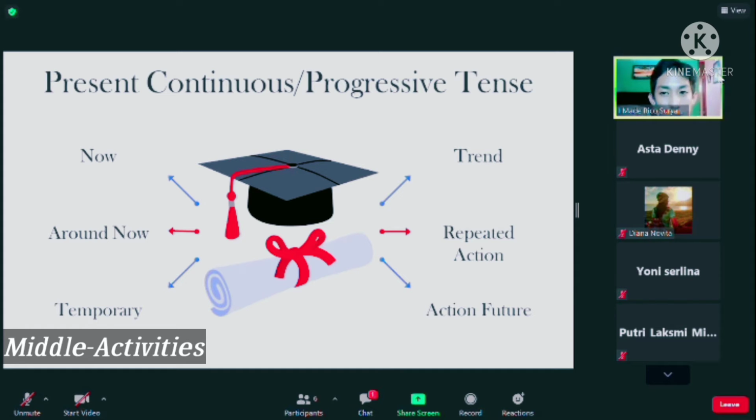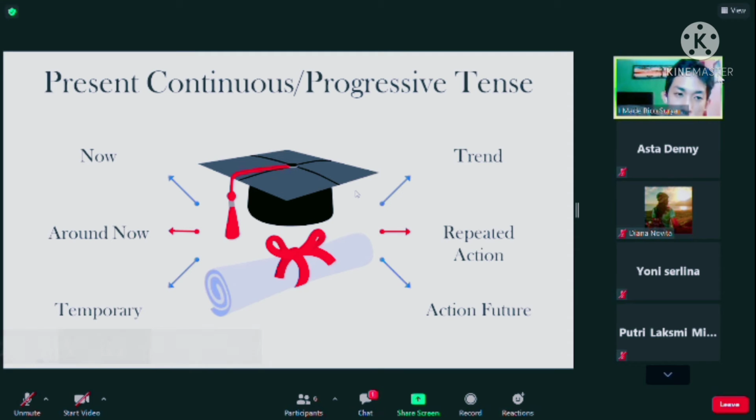In present continuous or progressive tense, there are six functions. They are now, around now, temporary, repeated actions, trend, and future action. For now, which you already know about, I'll give you an example. Now means something is happening right now. For example, I'm teaching. I'm teaching using the Zoom platform. That's one example of the function of now in progressive tense in present.